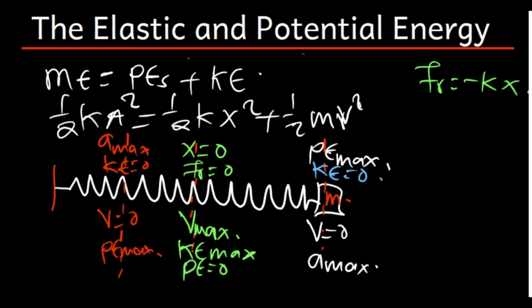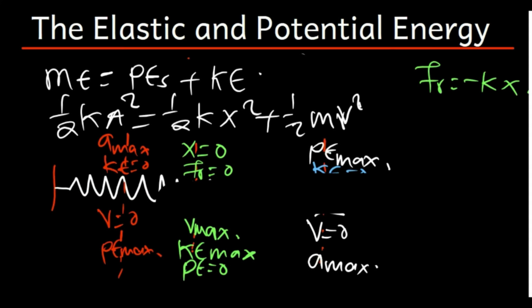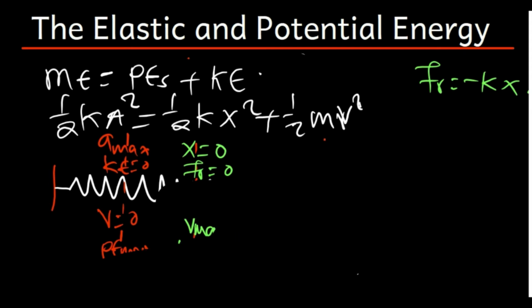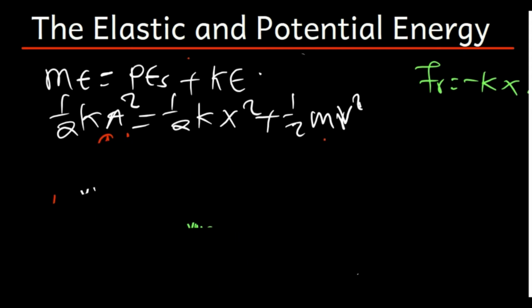Now when the spring is at equilibrium, we are going to have the maximum velocity. So whenever they are trying to ask you to find the maximum velocity, just know that we are talking about when the spring is at equilibrium. So when the spring is at equilibrium, x is equal to 0. That is very, very important, guys.